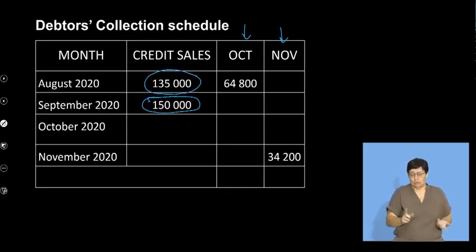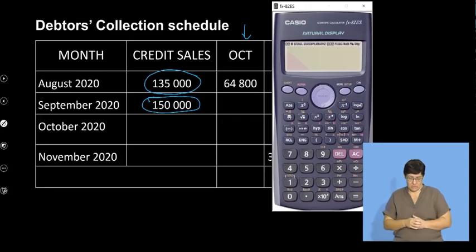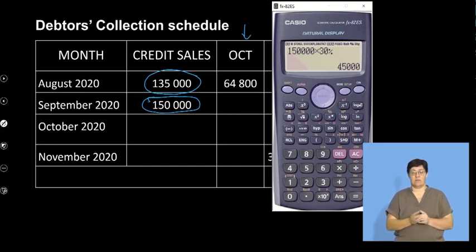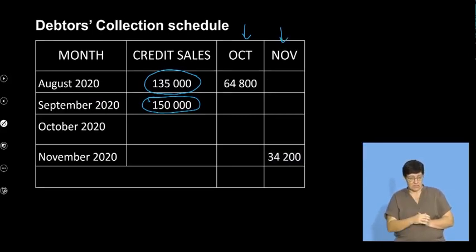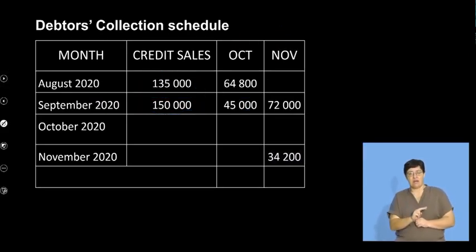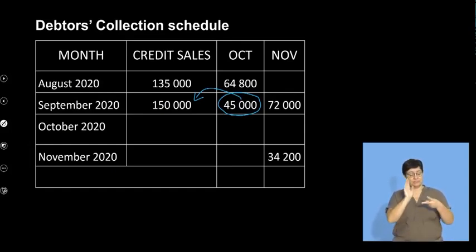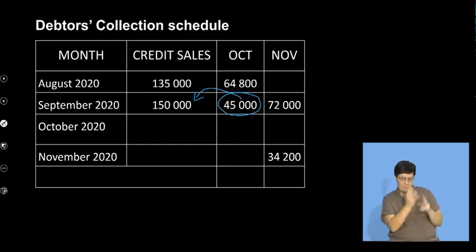So immediately I go and do this here. I take my September sales to calculate the amount that I'm going to receive in October, and this is what I do. Take your 150,000 times your 30%, and that gives you a figure of 45,000. So this figure here that we are looking for, there is my 45,000. Can you see? It is based on my September sale.